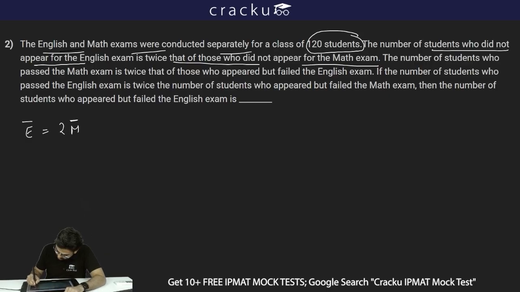The number of students who passed the Math exam is twice of that who appeared but failed in the English exam. So, the number of students who passed the Math exam is twice of those who appeared but failed the English exam.